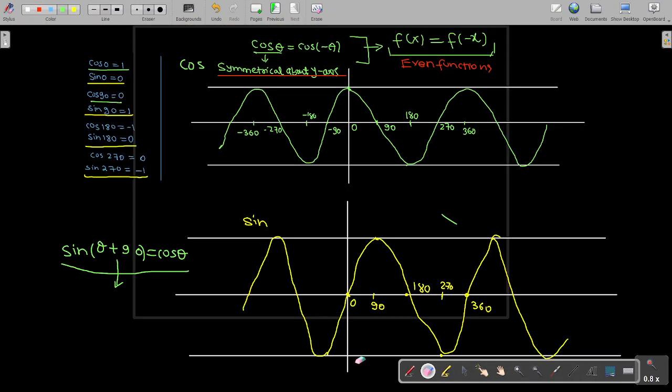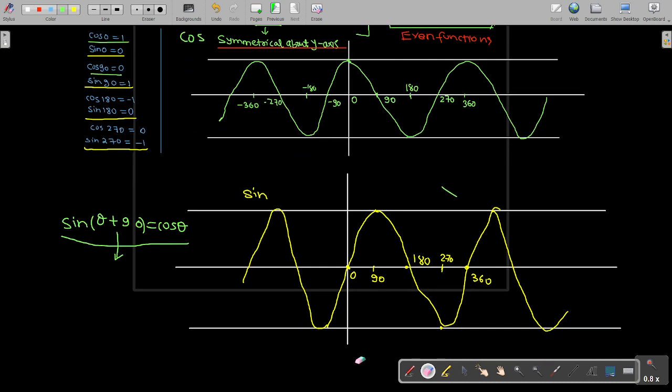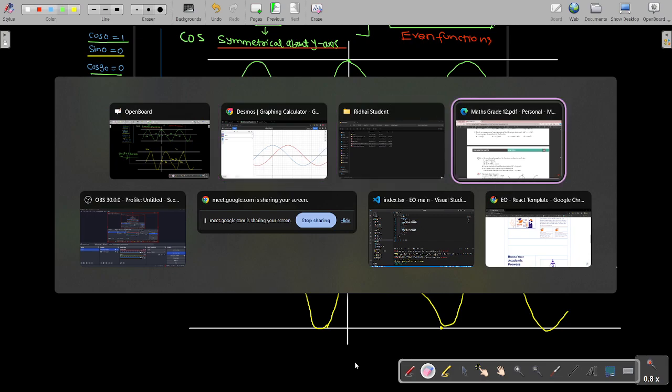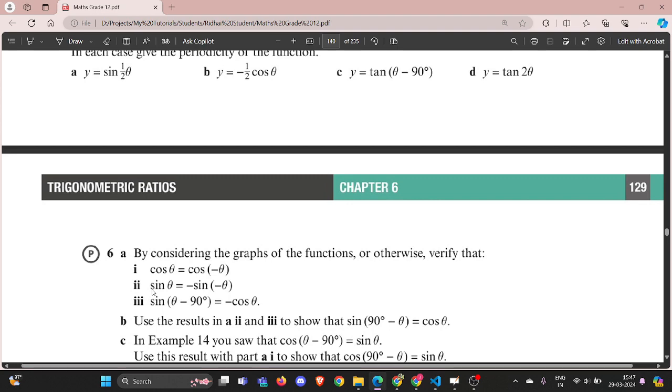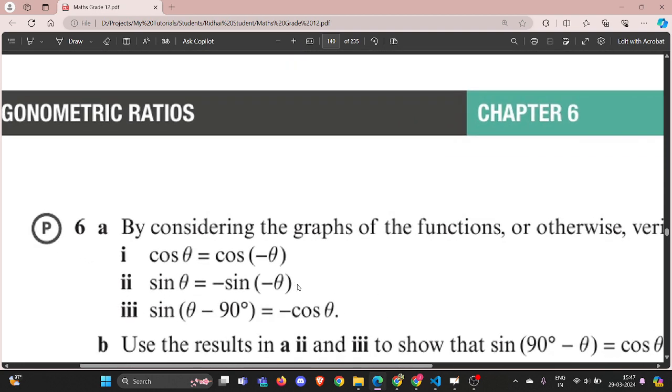It's cool. Now just don't forget these graphs ever. Okay, now you can prove these properties right over here by just the nature of shifting graphs. You have to prove that sine theta is equal to minus of minus sine theta.